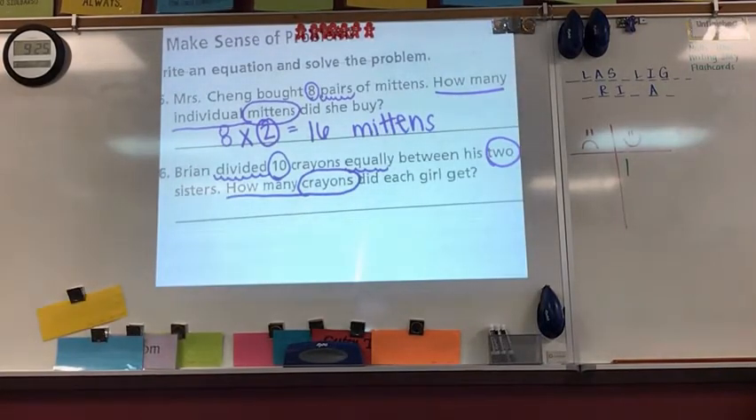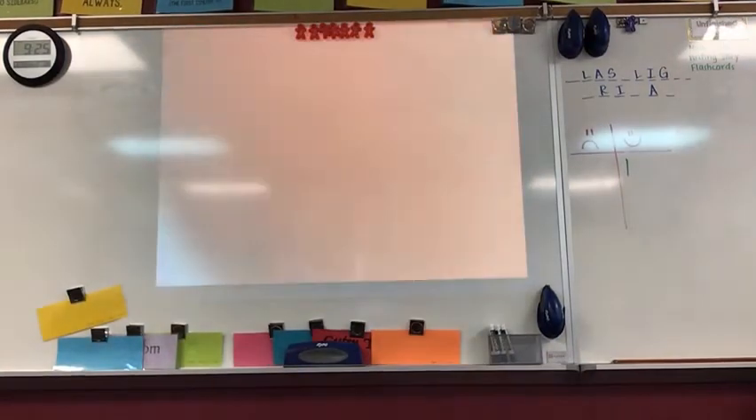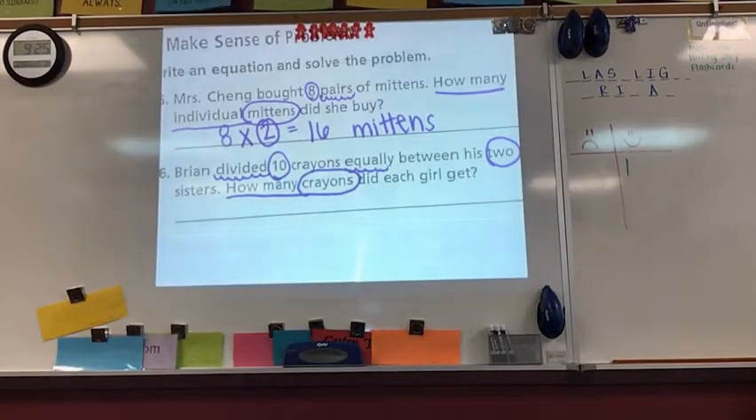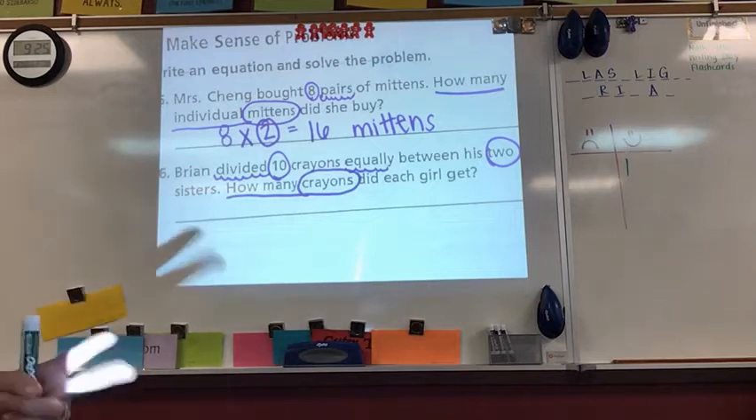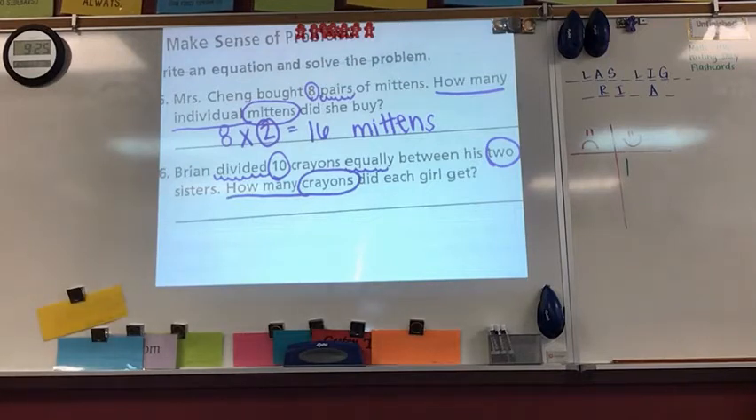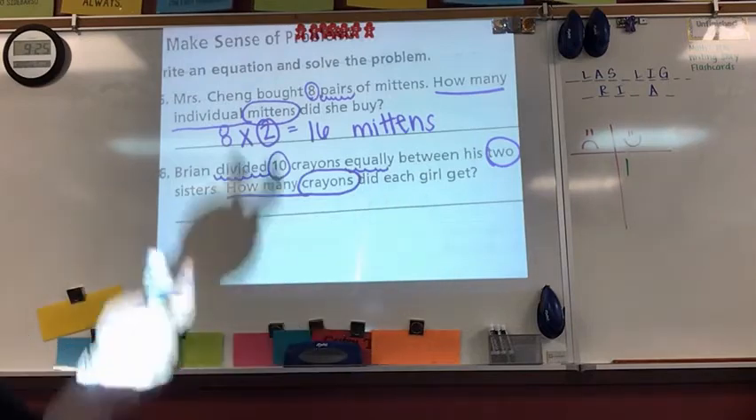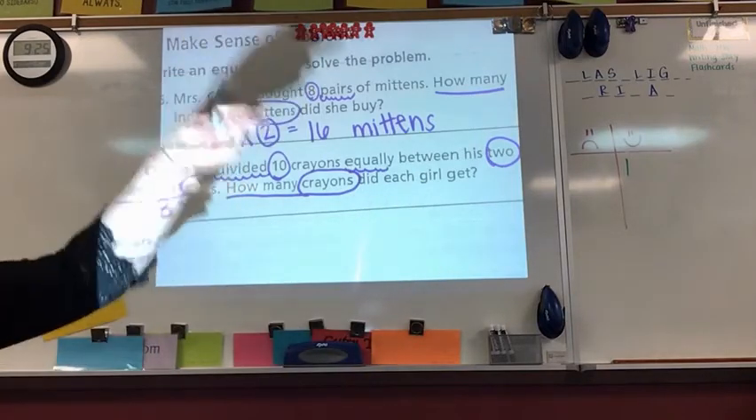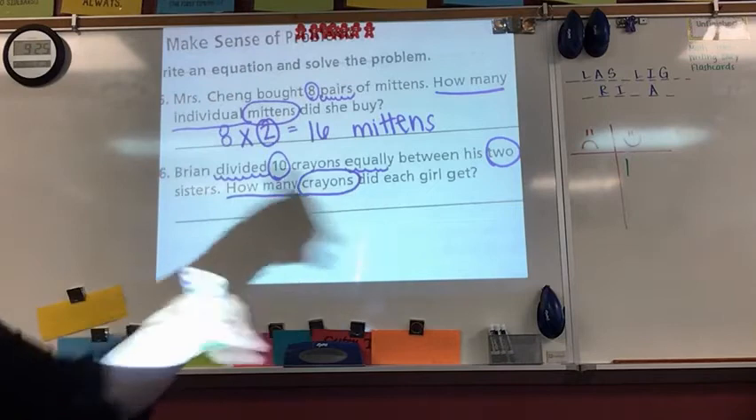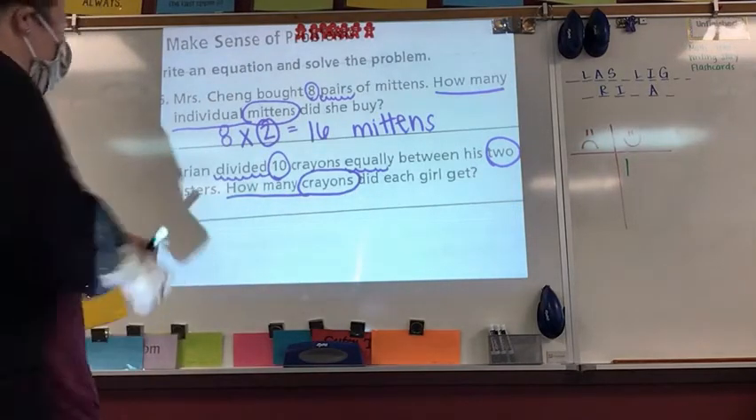Who can help me represent this problem with a drawing? If he divided his 10 crayons equally between his 2 sisters, how would I represent that? Would I use equal shares or equal groups? Equal groups. Remember, when I do equal groups, I only know my small numbers and I'm making them grow. And if I know my total to start, then I'm going to put my total on top and share it out. Equal shares. I think equal shares sounds smart too.